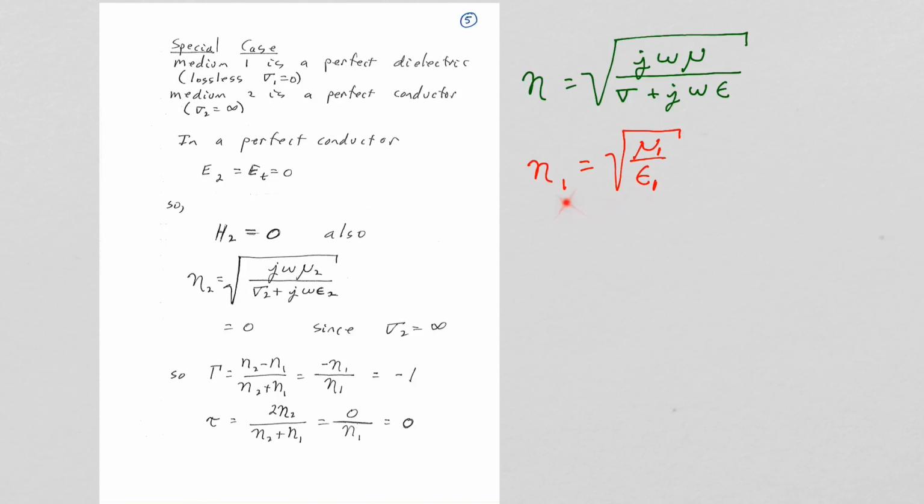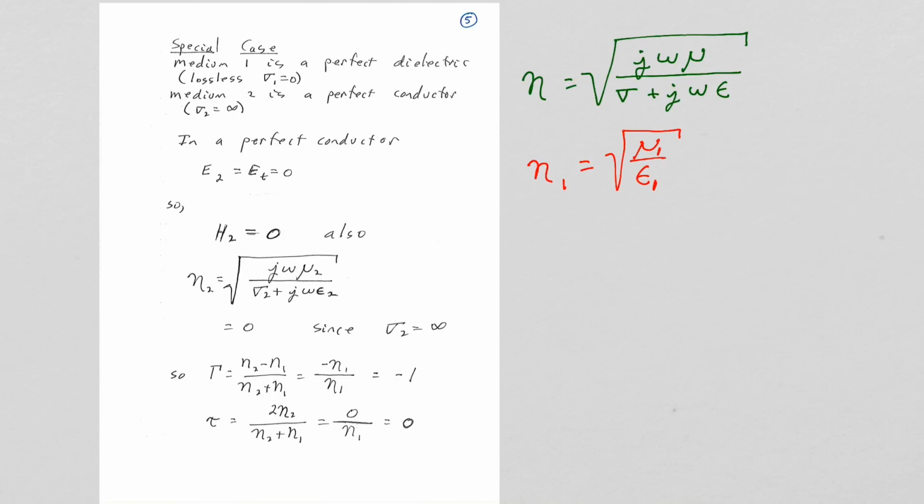Substituting the intrinsic impedances for the two materials in our equations for the reflection and transmission coefficients, we see that the reflection coefficient is -1 and the transmission coefficient is 0. So our electromagnetic wave will be completely reflected by the perfect conductor. This also explains why if you look at a polished piece of metal, you see your reflection. This case is essentially a mirror.